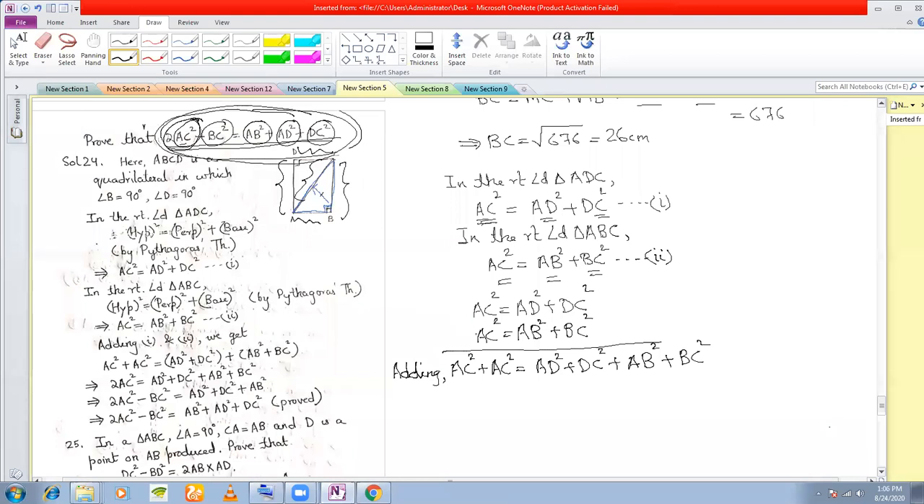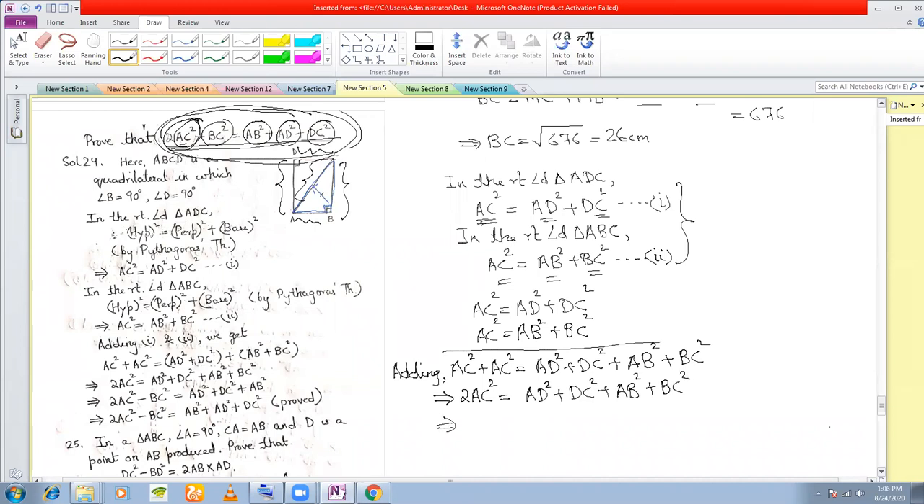I don't want to remove any. There's no unwanted side in either one or two. All the sides are there in the proof. So what we do here is, after adding, this becomes twice of AC square is equal to AD square plus DC square plus AB square plus BC square.